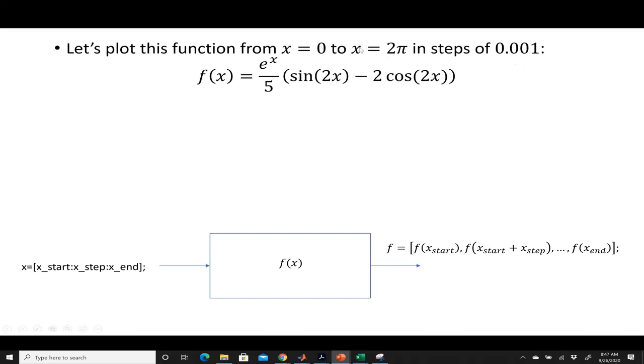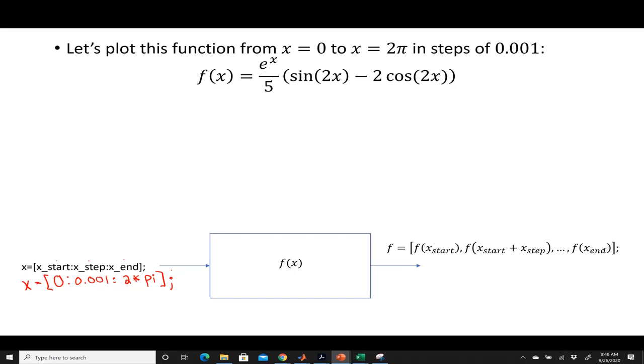So let's think about this then. Essentially what we do is create the points x at which we want to see f of x. In this case, I create a row vector which has a starting point and an ending point. So I begin at x start, and I increase in increments of x step all the way to x end. For what I've been told here, if I want to plot from 0 to 2 pi in steps of 0.001, this becomes 0 in steps of 0.001 up to 2 times pi in MATLAB. So I define that x vector.